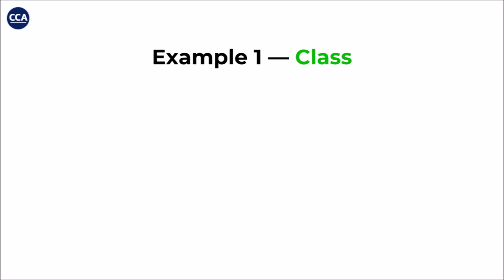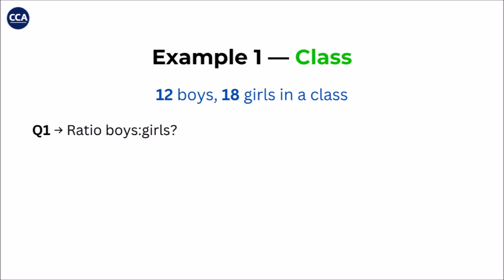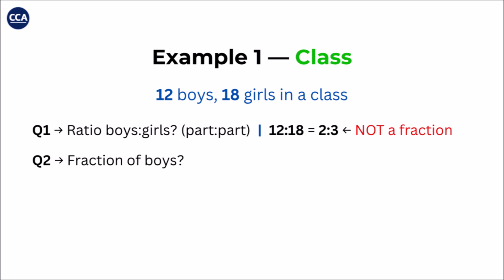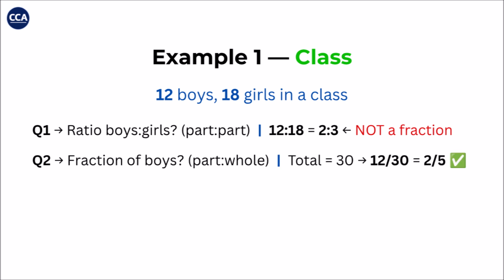Let's work through a full example. A class has 12 boys and 18 girls. Question 1. Write the ratio of boys to girls. This is part-to-part. Boys compared to girls. So, it is 12:18 and simplified as 2:3. Question 2. What fraction of the class are boys? This is part-to-whole. Boys compared to total. Total students, 12 plus 18 equals 30. Fraction of boys in the class is 12 over 30 equals 2 over 5.